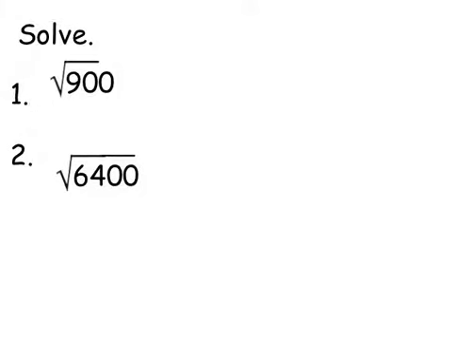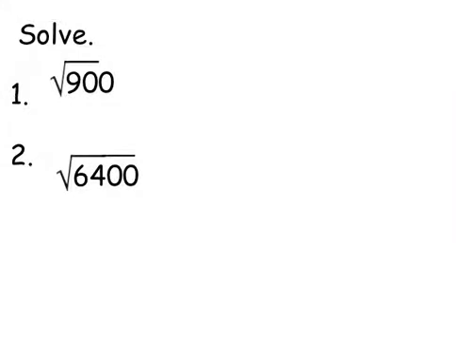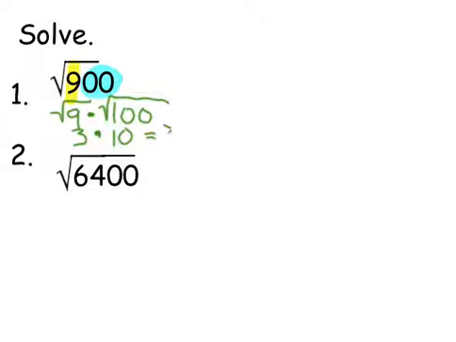I'd like you to try these two problems. Okay, 9's on my list. 2 zeros. So I'm going to break this into square root of 9 times the square root of 100. The square root of 9 is 3 times the square root of 100 is 10. So 3 times 10 is 30. So my answer is 30.